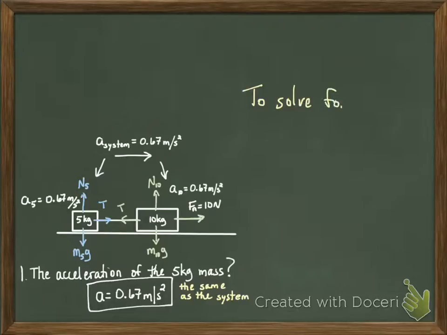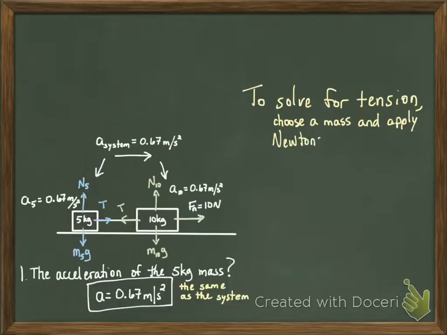Alright. In fact, the acceleration of the system is the acceleration of each individual thing. I could have asked you for the 10 kilogram mass and it would be the same thing. Now let's talk about solving for tension. Choose a mass, either one, the 5 or the 10, and you're going to apply Newton's second law.